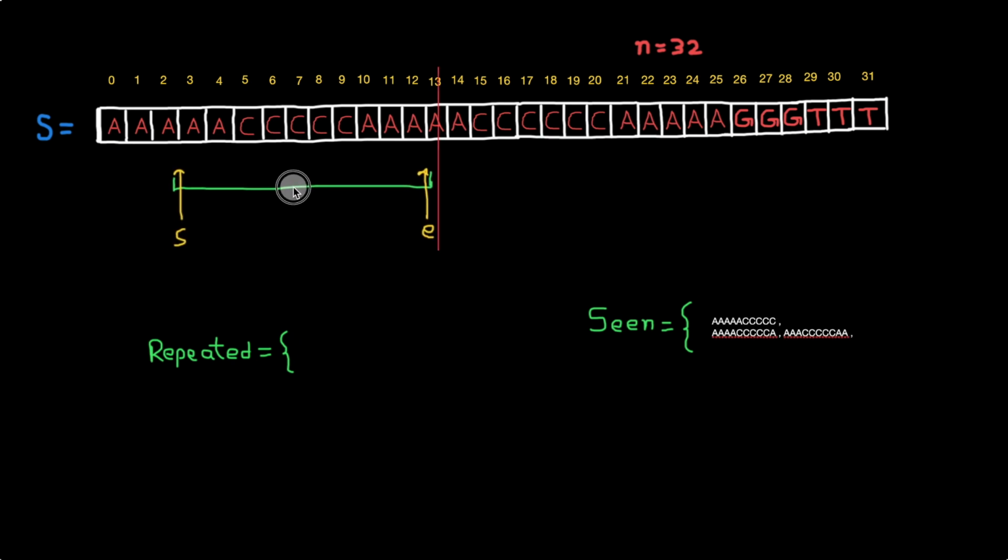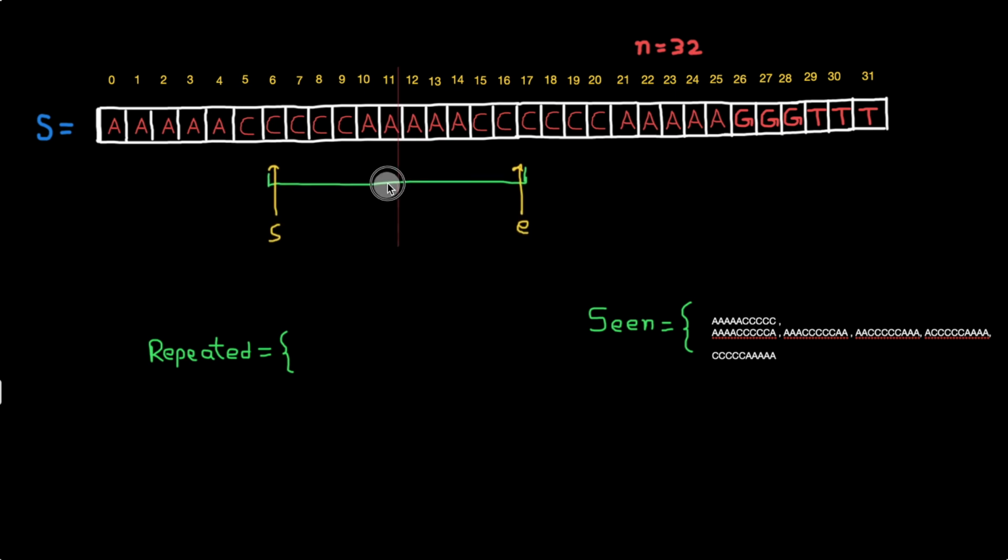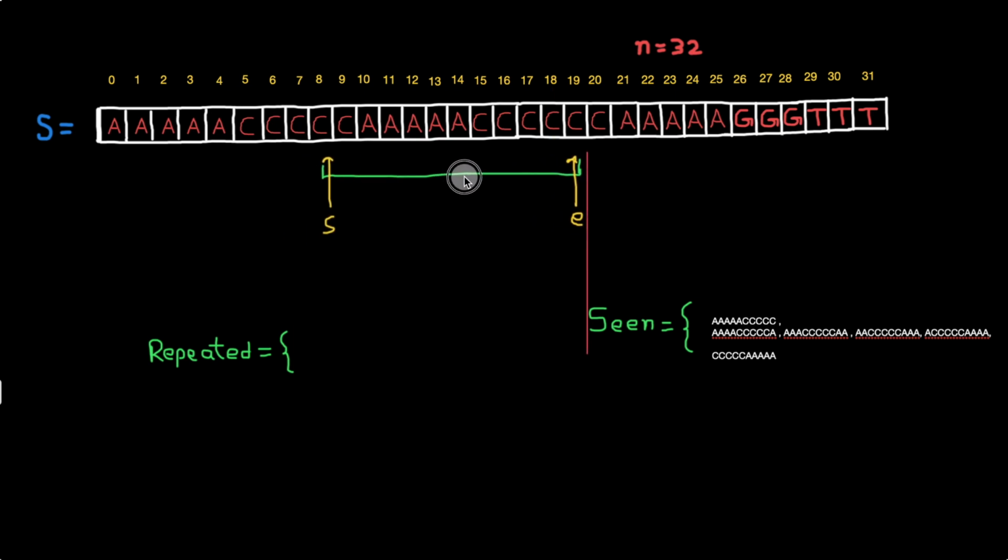Now again we'll move forward till here. Moving forward, we put two more substrings here because these are also not present in our seen hash set. Now we'll move forward and we'll see that this substring is also not present in our seen hash set. Now we'll repeat this process till here and we'll see that all these substrings are not present in our seen hash set, and we'll move forward similarly.